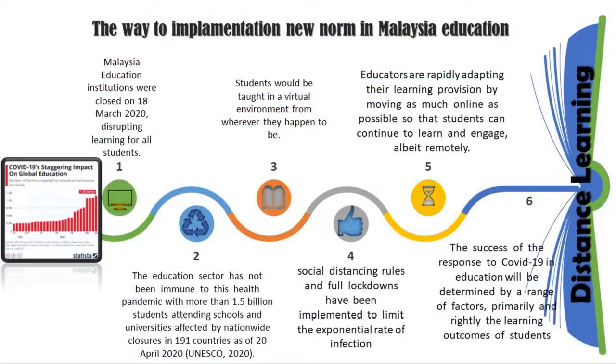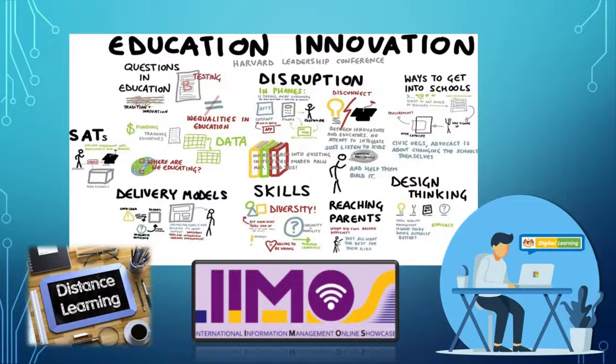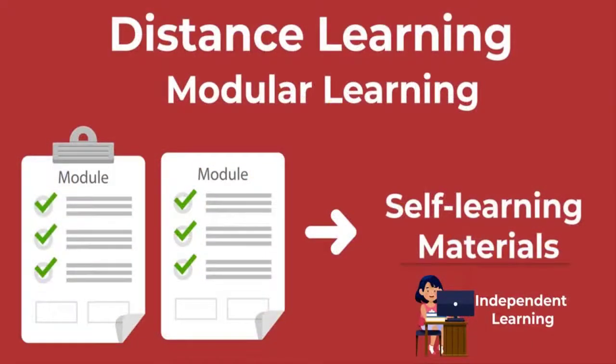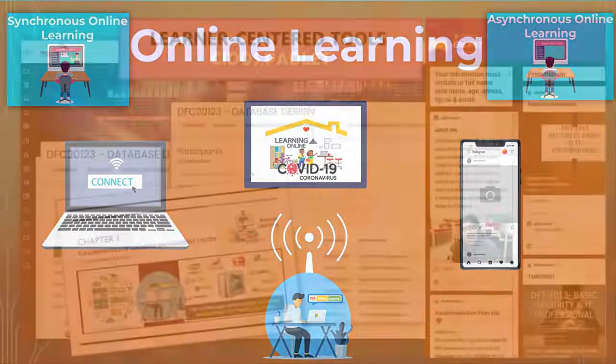Social distancing rules and full lockdowns have been implemented to limit the exponential rate of infection. Educators are rapidly adapting their learning provision by moving as much online as possible so that students can continue to learn and engage. We need to move everything online as quickly as possible. This is the message that has been ringing out across universities worldwide over the last couple of months as the COVID-19 pandemic has taken hold.